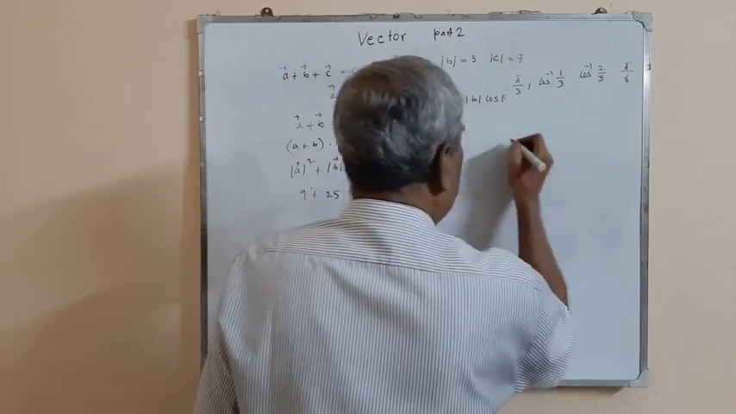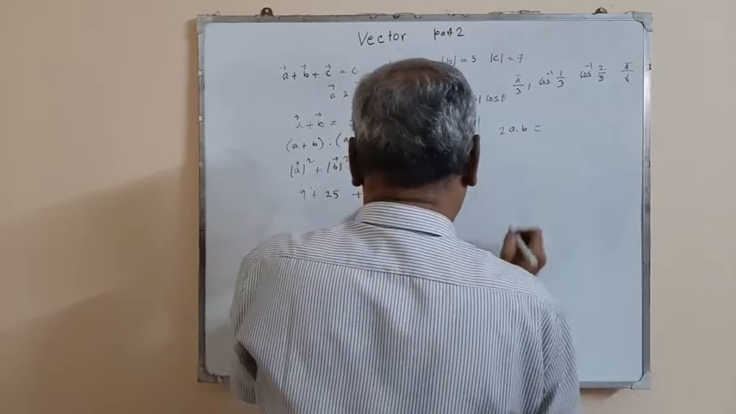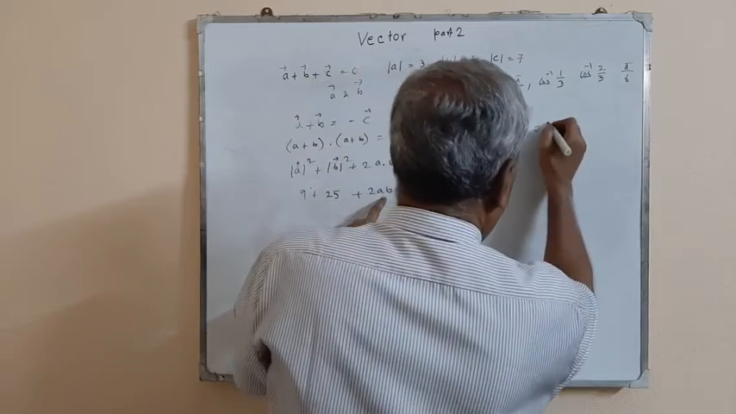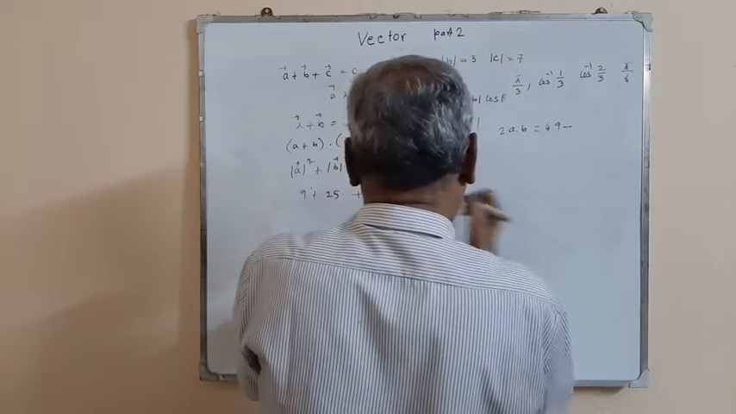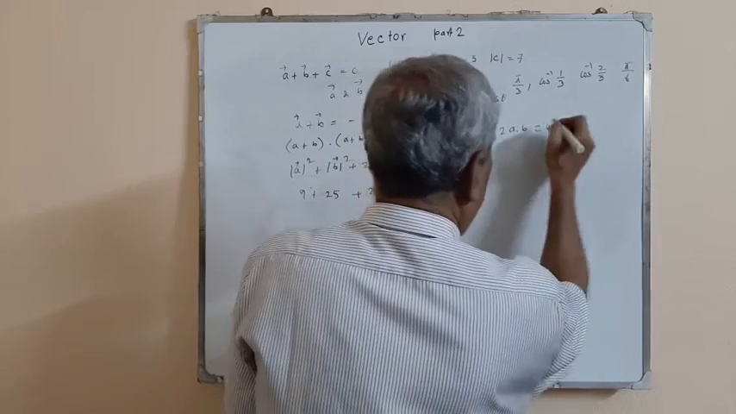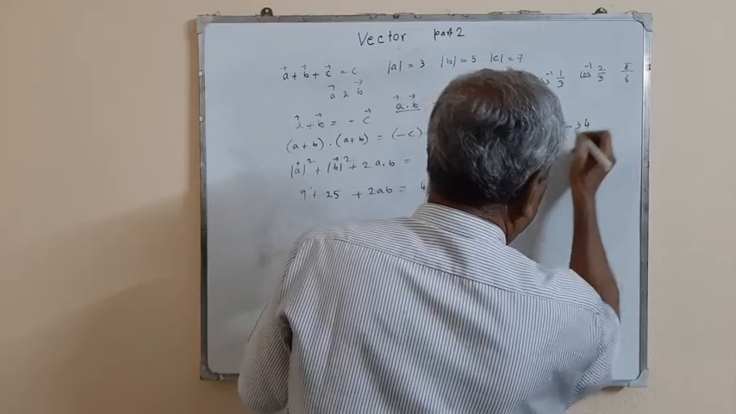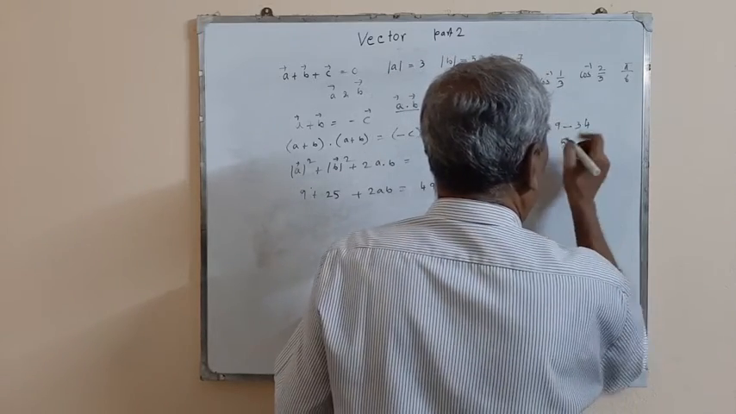That is, 2 A dot B is equal to 49 minus 34. 49 minus 34 is equal to 15.